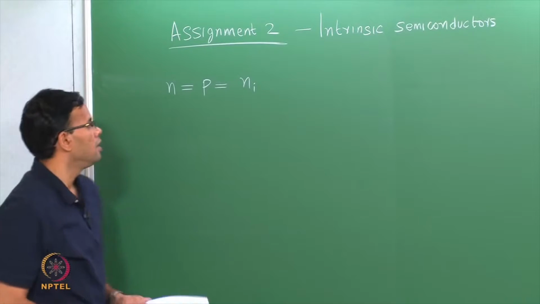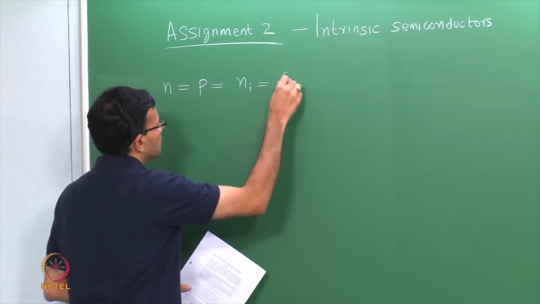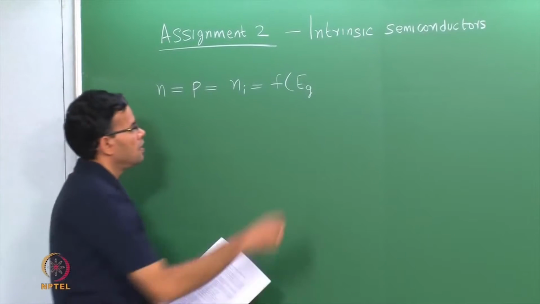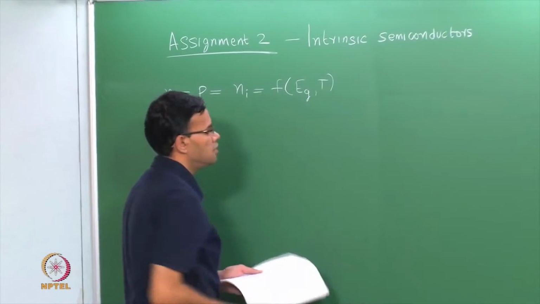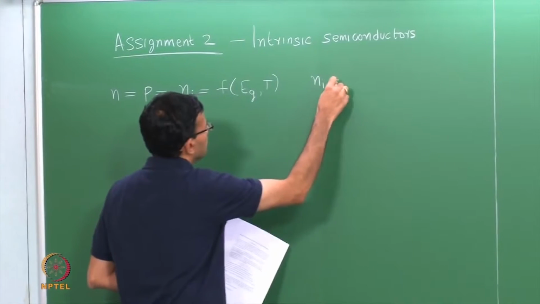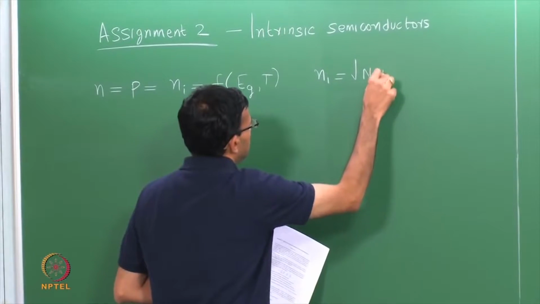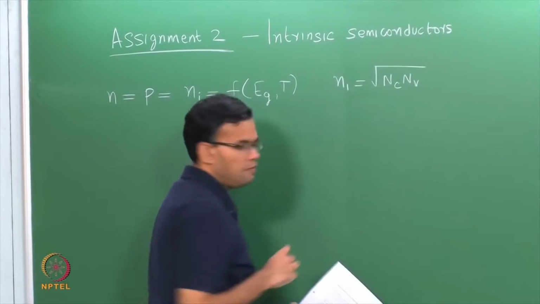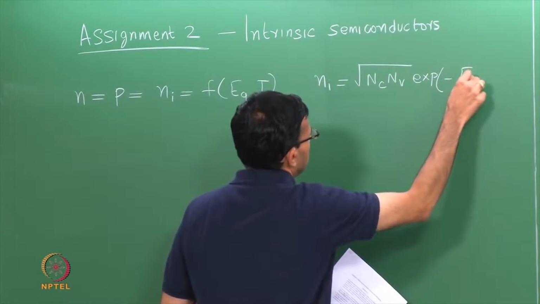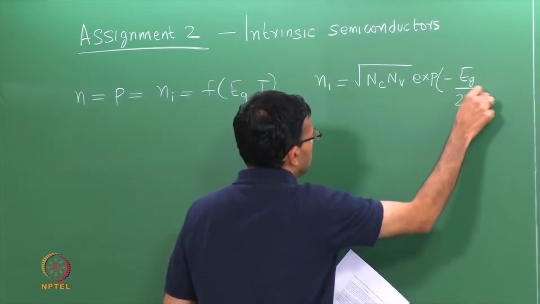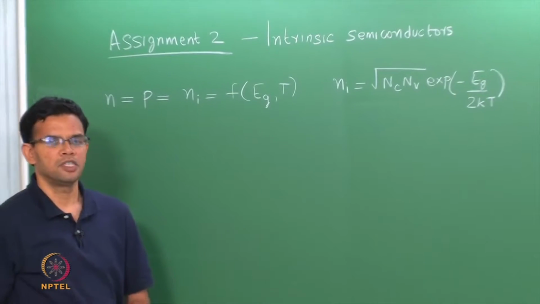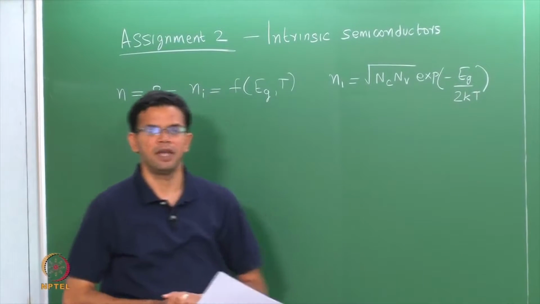We also say that Ni is a function of the band gap of the material Eg and also a function of temperature. So, typically Ni is written as square root of Nc Nv exponential minus Eg over 2 kT. So, the intrinsic carrier concentration depends exponentially on the band gap.